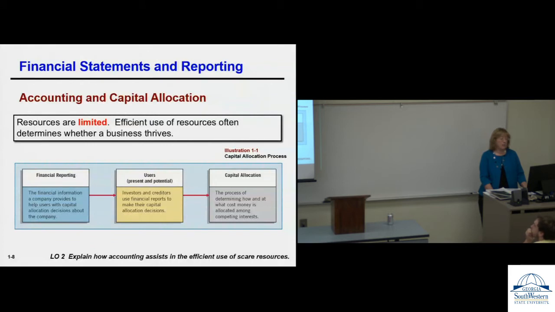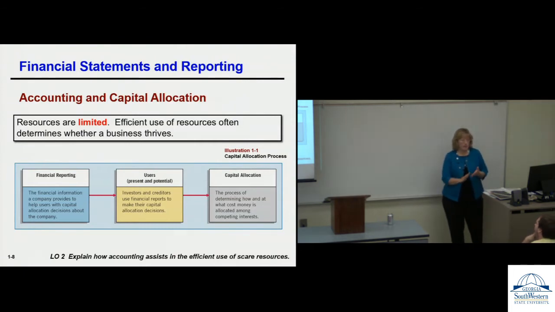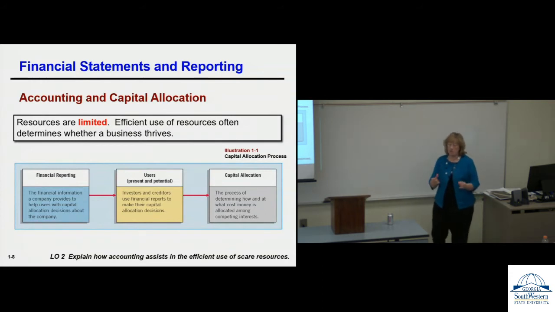All right, so why do we have financial statement reporting? What is it good for? So that investors will have a way to decide what things they should invest in, okay? In other words, people like me that have money to invest, we have scarce resources, right? What do we mean by that? Money doesn't grow on trees.